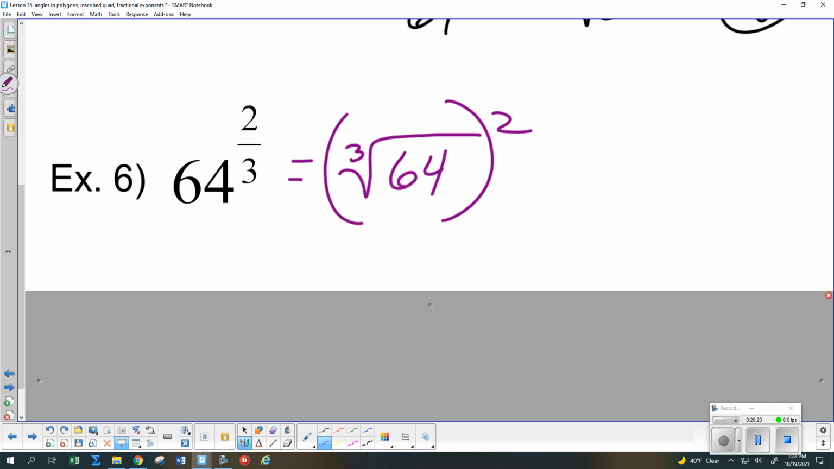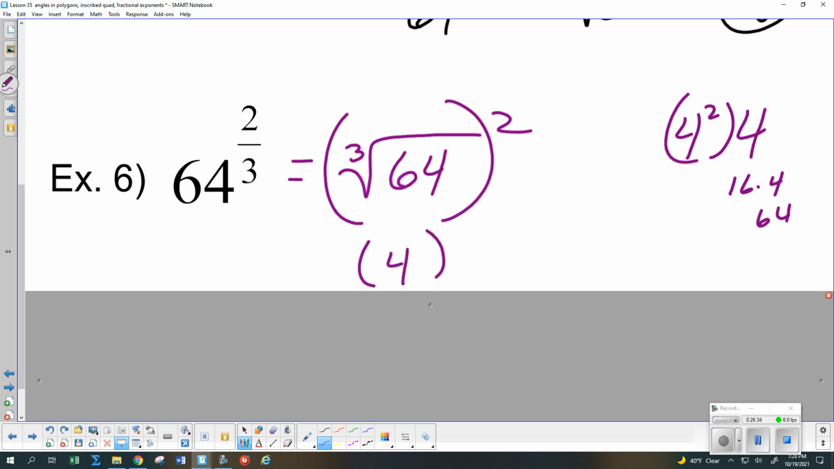Ready? So 4 times 4 is 16. Times another 4. 16 times 4 is 64. So this cubed root is 4. And then we need to square it. So we end up with 16.